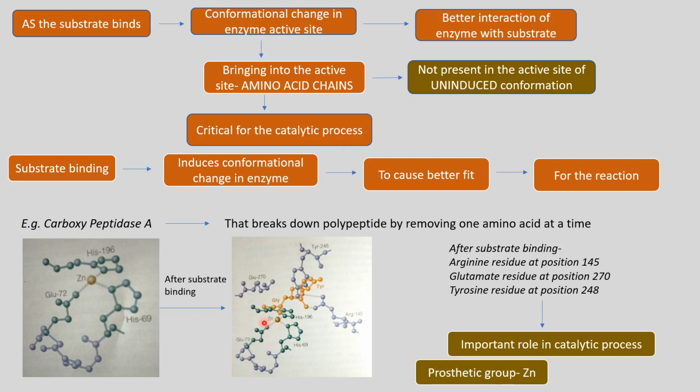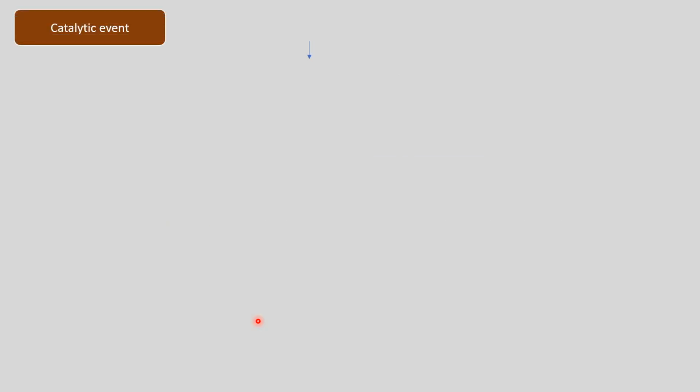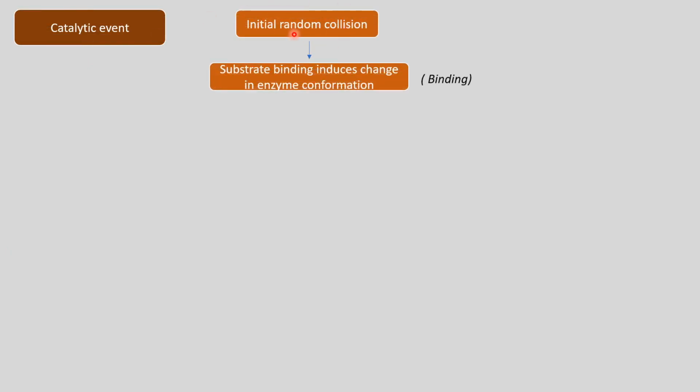And also do note that there is a prosthetic group, zinc, present. Prosthetic group helps the enzyme, but these are non-protein. Now what is the catalytic event that is actually taking place? So we already saw that there is initial random collision. This leads to the substrate binding, which induces change in enzyme conformation. So the binding of substrate brings change in the enzyme conformation.